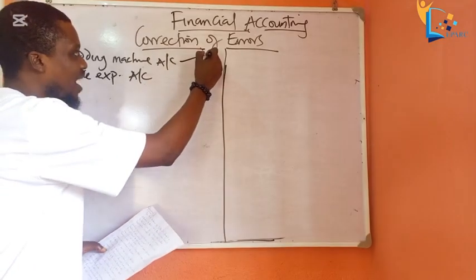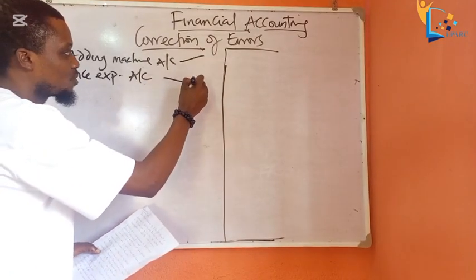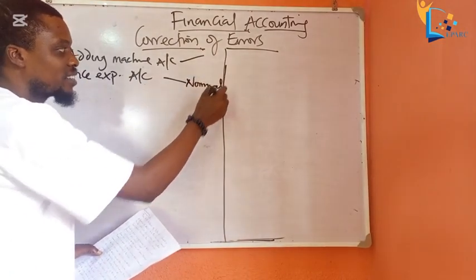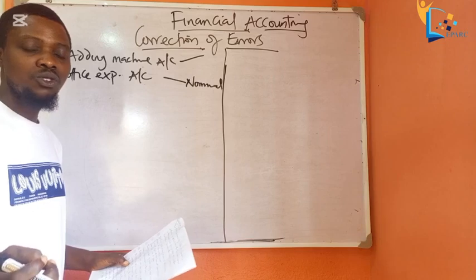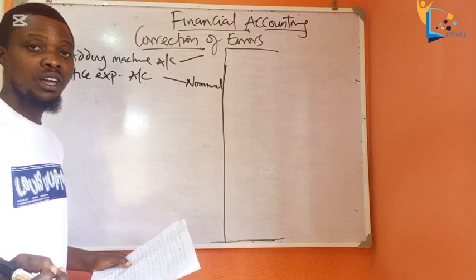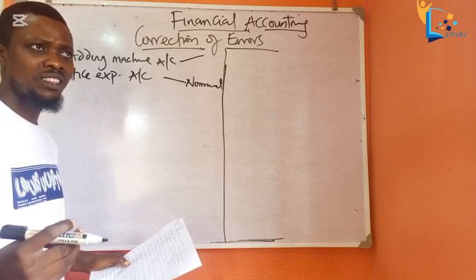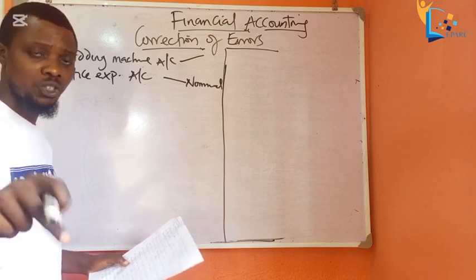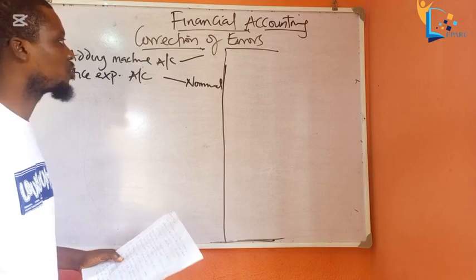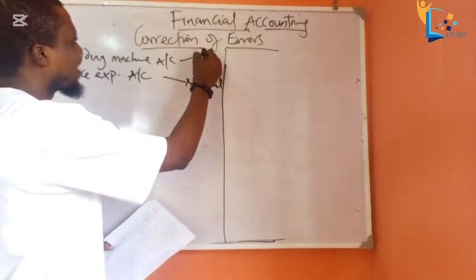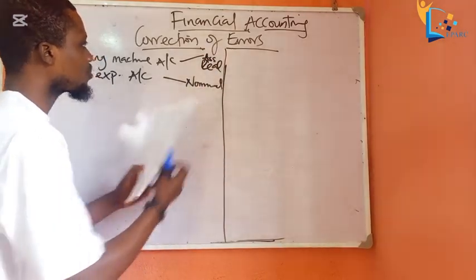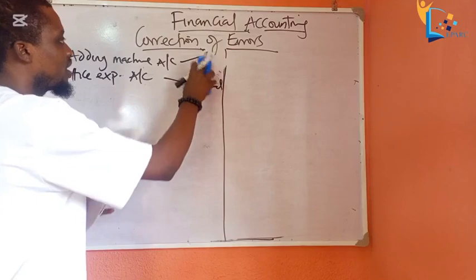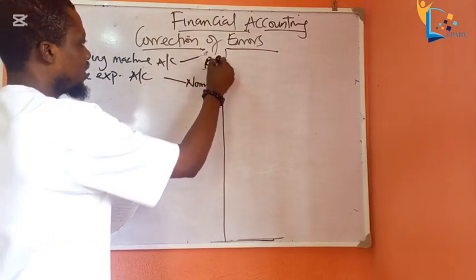This is an asset account. This is a nominal account. You see why I told you that you need to go and visit that video to see how we classify accounts. I think the first or second video. So I will share the link so that you can go and refresh your memory. This is a nominal account and this is an asset account, or a real account. This is a real account. Okay? Are we together? Yes.